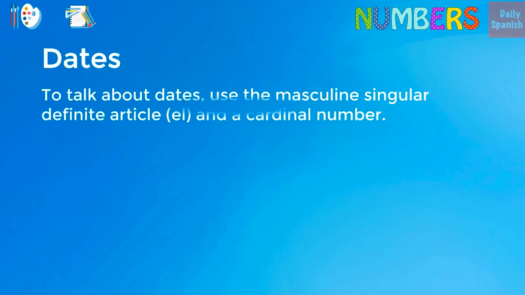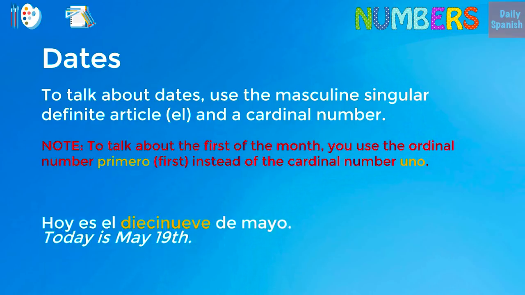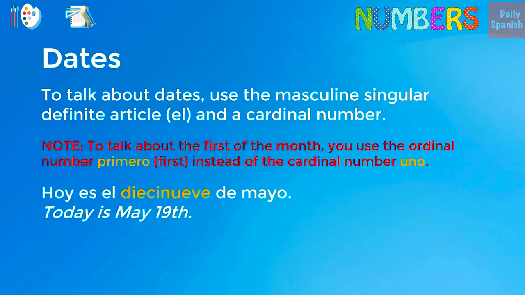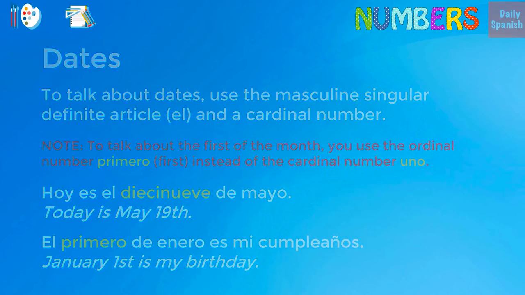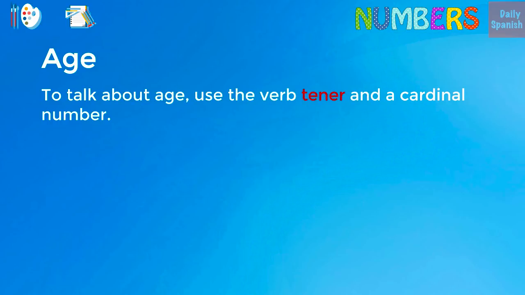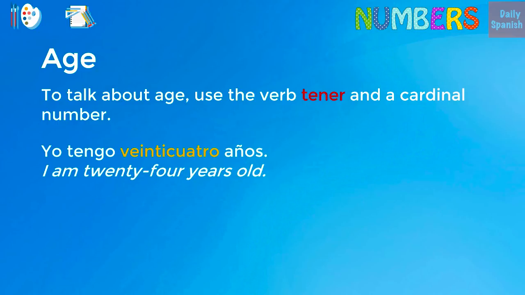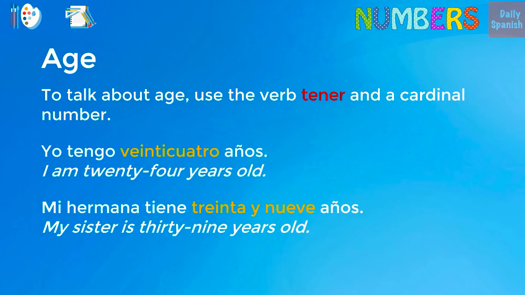Dates. To talk about dates, use the masculine singular definite article, el, and a cardinal number. Hoy es el 19 de mayo. El primero de enero es mi cumpleaños. Age. To talk about age, use the verb tener and a cardinal number. Yo tengo 24 años. Mi hermana tiene 39 años.